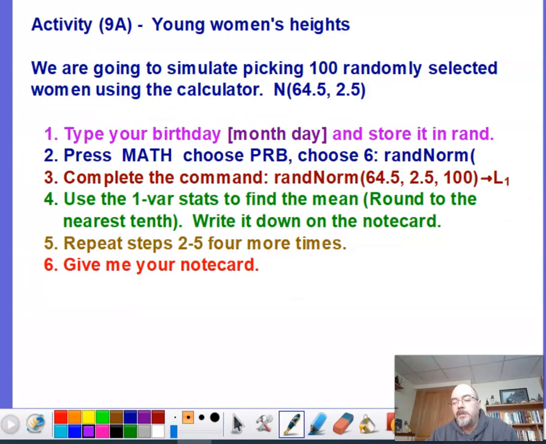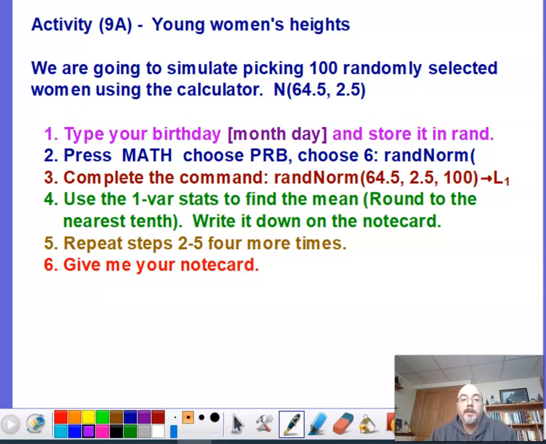Now if we were in class, we would be doing this. I love this activity. Every year I have so much fun with it. I think it's fun at any rate. We would simulate randomly selecting 100 women using the calculator. You can read through the steps, but obviously we're not going to do that because we're distance learning at this time. But if we were in class, we would do this.